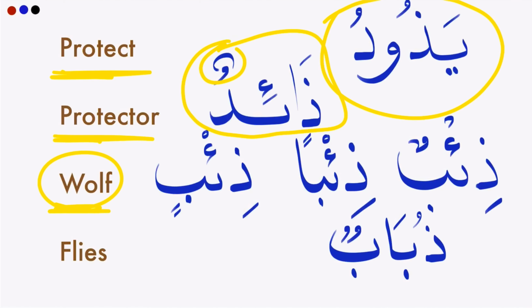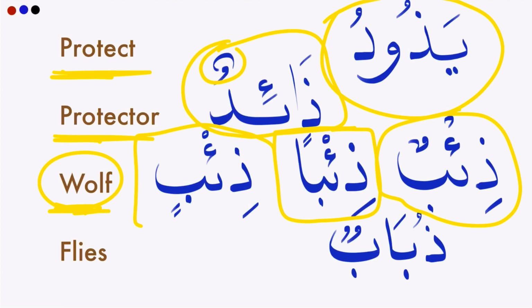Wolf. ذئب. ذئبان. ذئبين. The tanween here at the end changes based on the grammatical position of the word in a sentence.